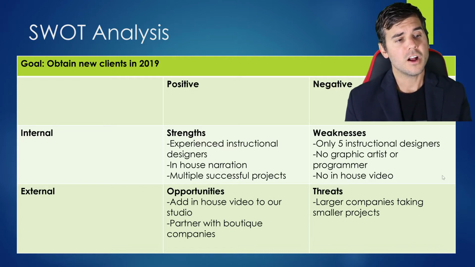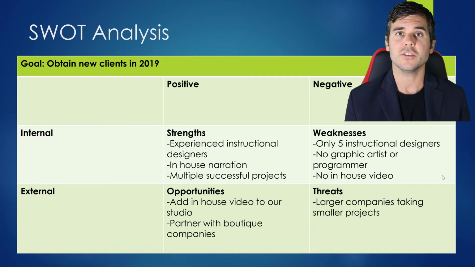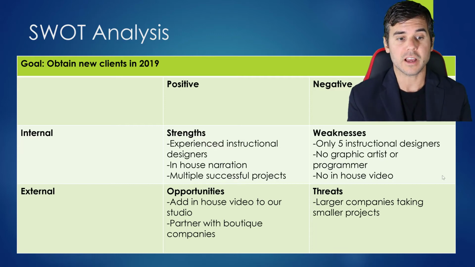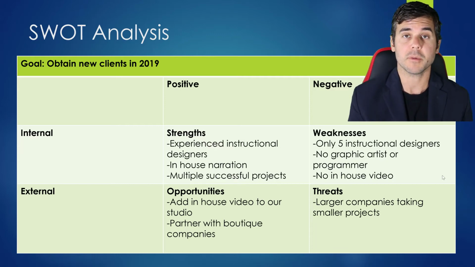And then from here, okay, so we looked at our goal. How do we obtain new clients? We know our strengths, we know our weaknesses, we know some opportunities, we know some threats. Let's set up an action plan to actually move forward with this goal. So how do we do that? You start looking at what you've come up with and you move on. You come up with actual projects and say, this is what we're going to do.